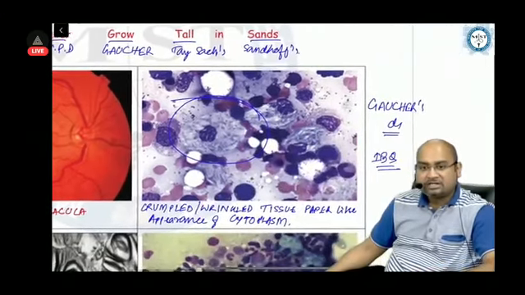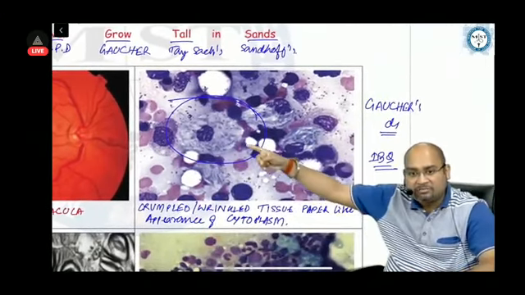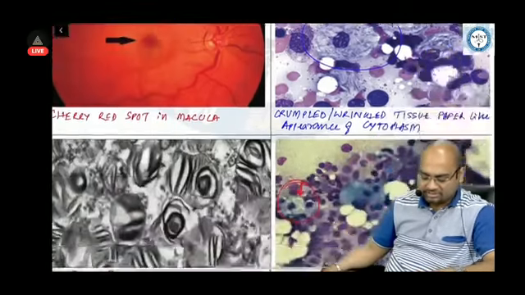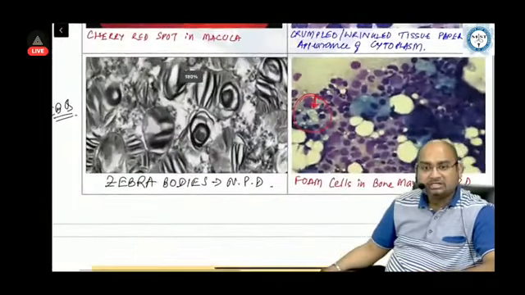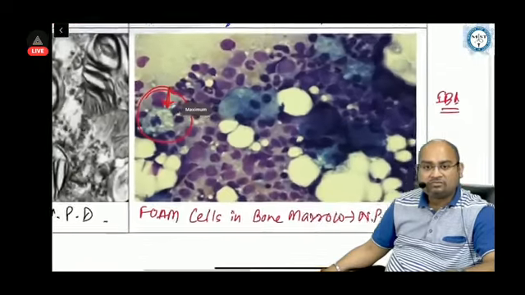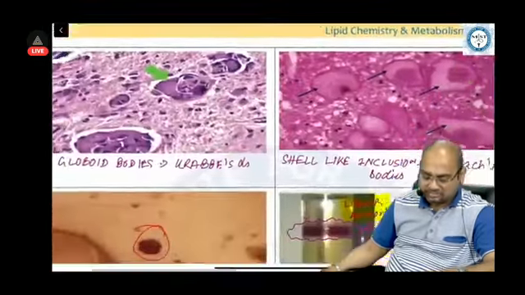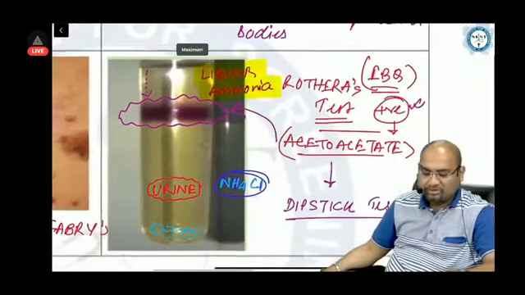Second image, beta: crumpled, wrinkled tissue paper-like appearance of the cytoplasm seen in Gaucher's disease. These are zebra bodies seen in Niemann-Pick disease. Foam cells in bone marrow are also seen in Niemann-Pick disease. Please try to understand, this image is important, beta.